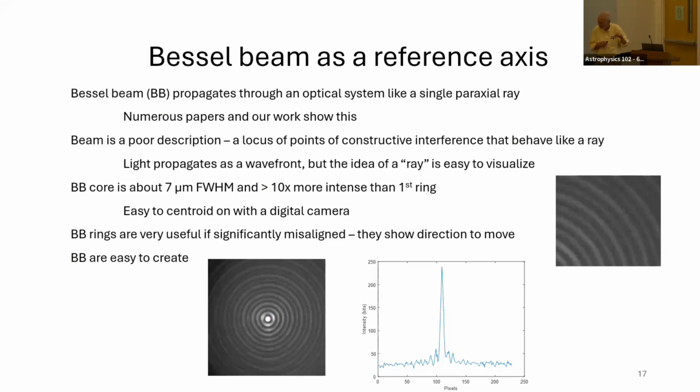So what does that mean? Does that mean that the core doesn't diverge much when you reflect off of that?